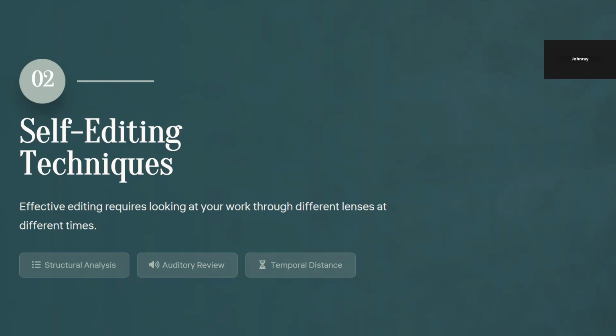Self-editing techniques. Yes, because it's very important. When you write, you must edit it. After putting everything down, how do I go about knowing there are mistakes in it? How can I figure out what is wrong? How would I be able to know? So these are a few techniques we are sharing.